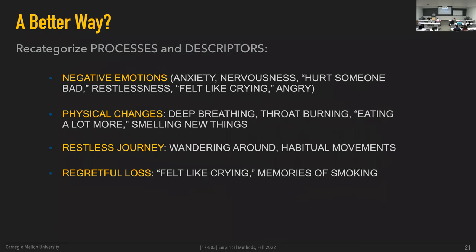Right. So here is an example of a different way of categorizing these that, to your point, distinguishes between negative and positive aspects of this. Maybe it doesn't, right? So we could still further refine. I agree with your point. We could further refine this into positive and negative physical changes, like throat burning versus smelling new things. Positive versus negative emotions was an attempt at doing something similar with emotions, etc. So you can see, in just this simple example, first of all, there are multiple ways of doing this, and second, there are probably more meaningful ways of doing this.